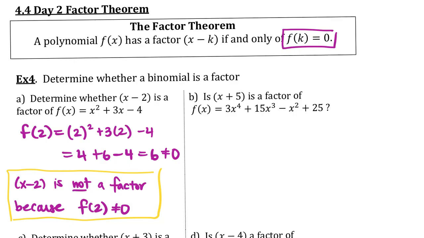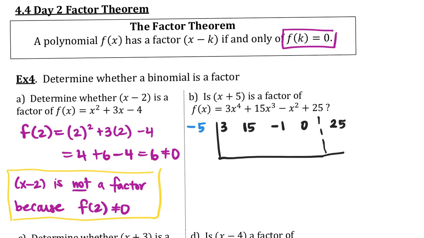B is asking, is x plus 5 a factor of f of x? If it's x plus 5, then that would be when x equals negative 5. So I want to see if f of negative 5 is equal to 0. Now, if I want to plug negative 5 in here, I'm going to have to do negative 5 to the 4th, and I really don't want to. So to evaluate f of negative 5, I'm going to do synthetic, because it looks easier in this particular case. Let me put the coefficients: 3x to the 4th, 15x to the 3rd, minus 1x squared. There's no x term, so don't forget to put your 0, and then the 25. And I definitely would not have wanted to plug that in.